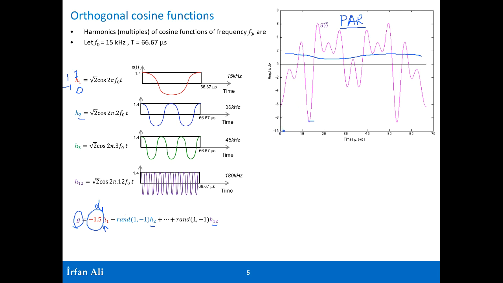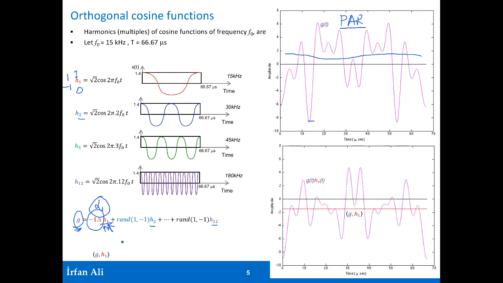We plotted that out. Now, in order to find out whether we do have this H1 component in this composite function G or not, and how we have weighted it, we simply take G and get the inner product of G with H1.